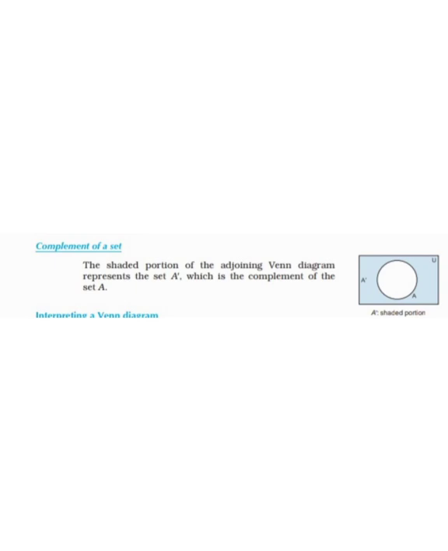Next one is complement of a set. The shaded portion of the adjoining Venn diagram represents the set A dash, which is the complement of the set A. A dash is nothing but universal set minus A. The remaining universal set is the answer. The same is shown in the figure: A is fully cancelled, and the remaining universal set will be fully shaded.